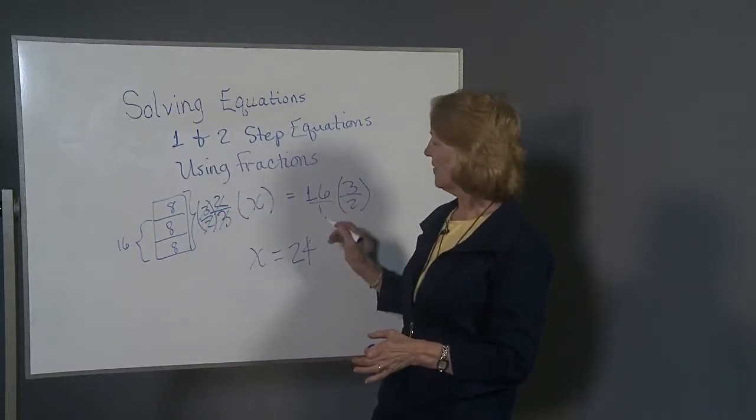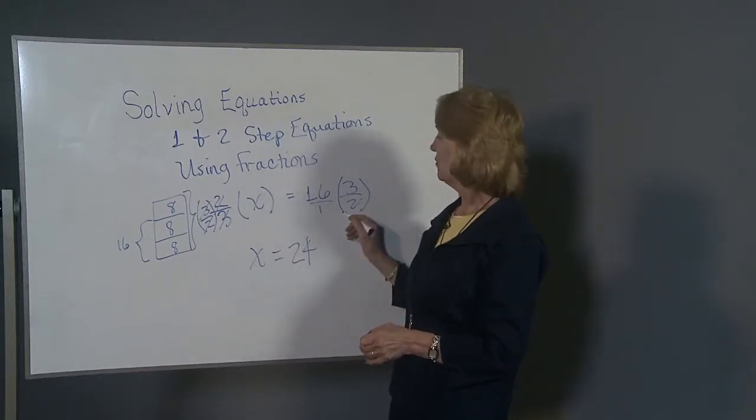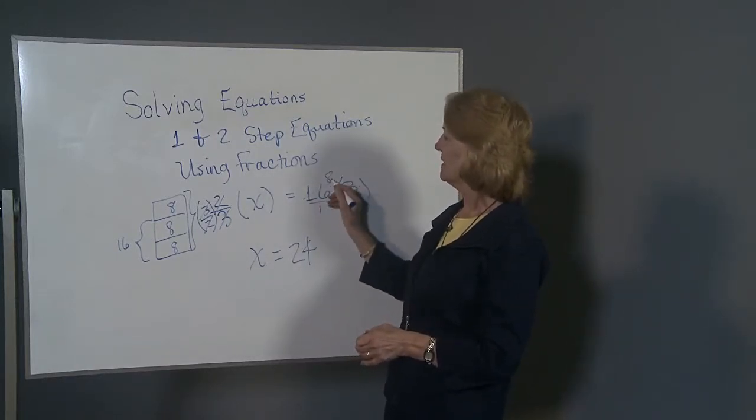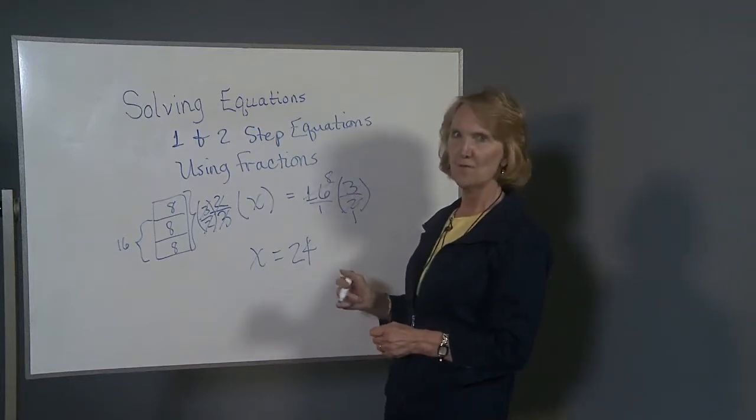We can make this one have a denominator of 1. 2 goes in here once, 2 goes in there 8 times. 8 times 3 is 24.